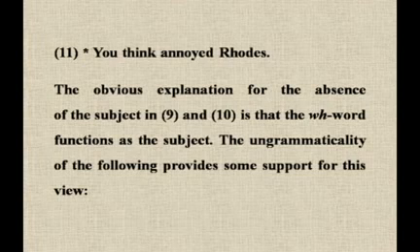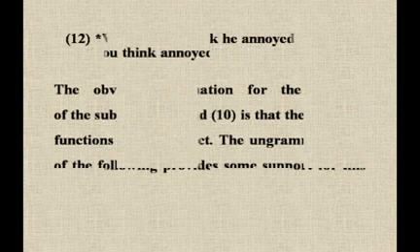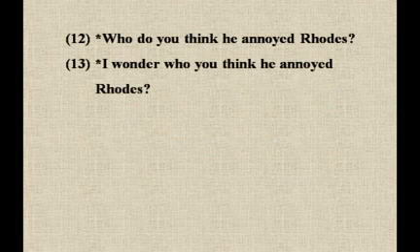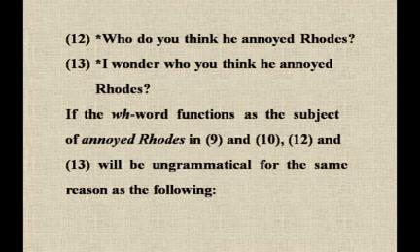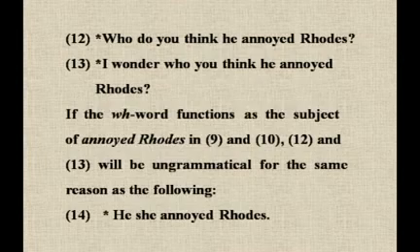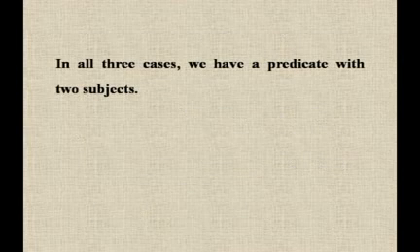The ungrammaticality of the following provides some support for this view. 12. Who do you think he annoyed Rhodes? 13. I wonder who you think he annoyed Rhodes. If the WH word functions as the subject of annoyed Rhodes in 9 and 10, 12 and 13 will be ungrammatical for the same reason as the following. 14. He, she annoyed Rhodes. In all three cases, we have a predicate with two subjects.